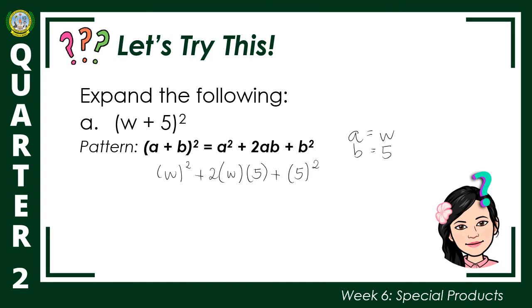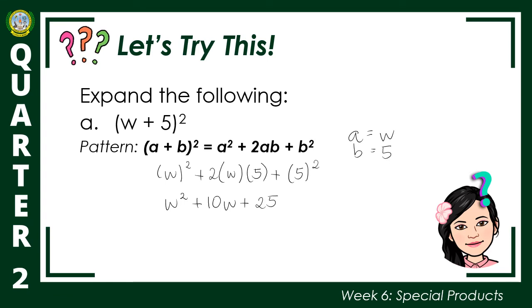The square of W, or W times W, of course, is W squared. And then, plus, multiply lang natin yung 2 at yung 5. 2 times 5 is 10. Okay, and simply copy W. Tandaan, ang coefficient na W ay 1. So, pag minultiply natin yung 10 sa 1, 10 pa din naman yun. Okay, then let's proceed. 5 squared is 5 times 5, and that will give us 25.